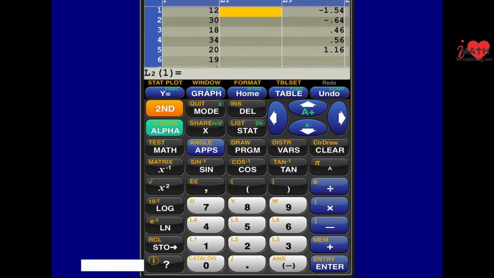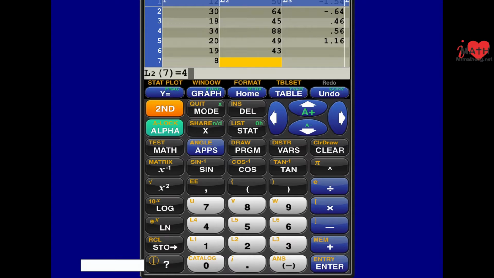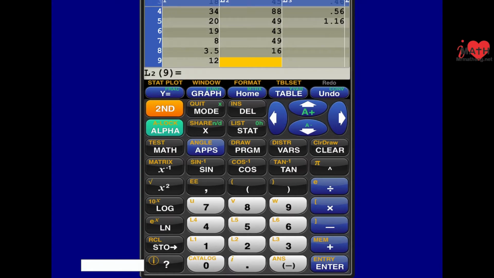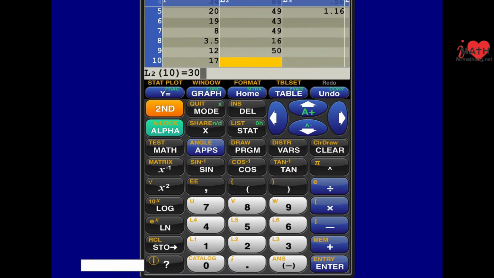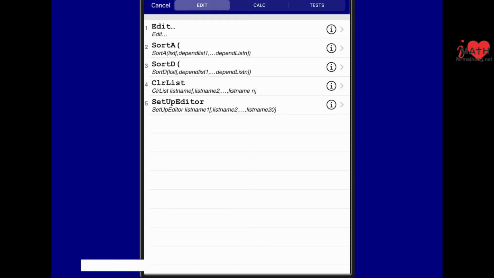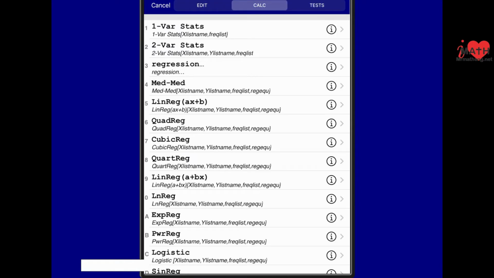And I'm going to go ahead and go to list 2 and type in the amount of carbs. 50, 64, 45, 88, 49, 43, 49, 16, 50, 30, 30, and 16. Okay, so again, I'm trying to figure out the coefficient of determination. I want r and r squared. So I'm going to press stat, calc, and then we went lin reg.